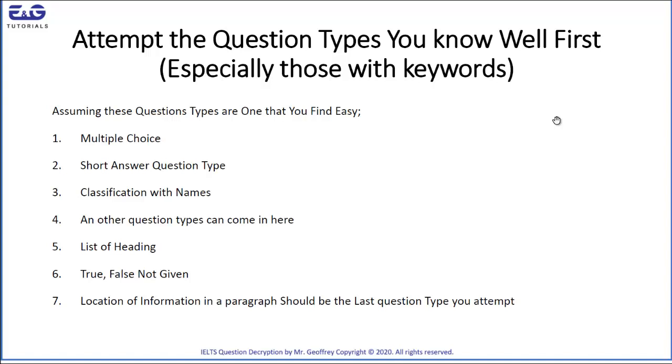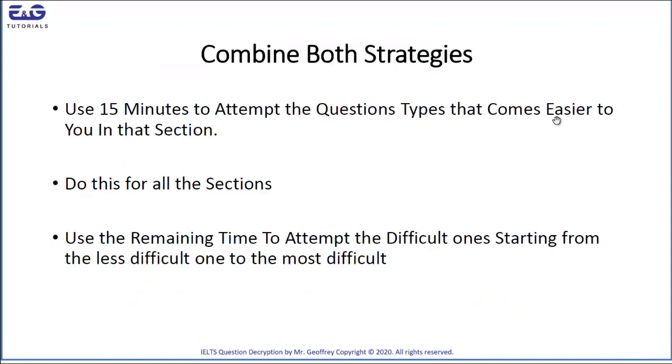So this one has to do with what? Focusing on your area of strength, especially those with keywords. And those that can have keywords are what? Multiple choice, short answer, classification. Some list questions do have keywords as well, even location points in a paragraph. So that's what this method is about. The other one is what?